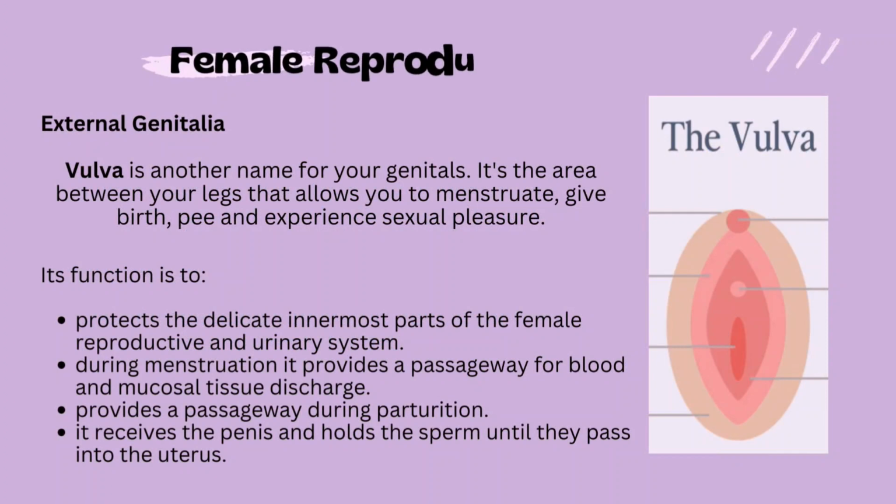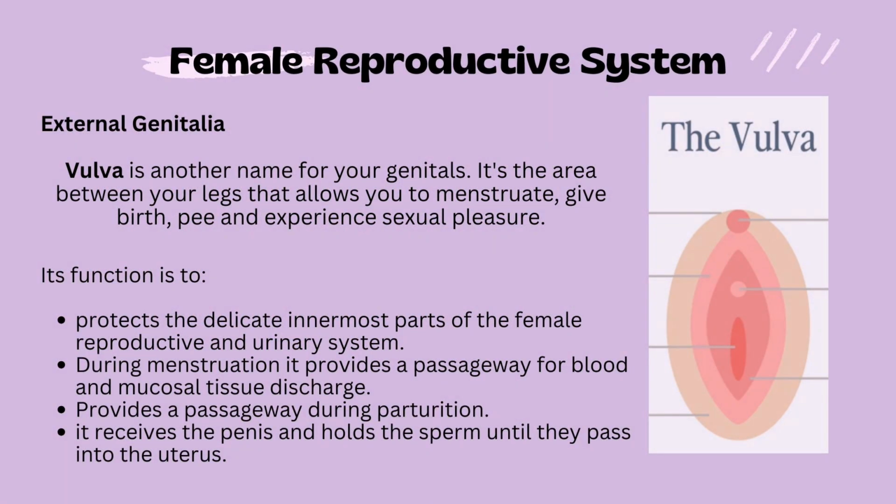The vulva is the external genitalia of the female reproductive system. It is another name for the genitals. It's the area between your legs that allows you to menstruate, give birth, pee, and experience sexual pleasure. The function of the vulva is to protect the delicate innermost parts of the female reproductive and urinary system. During menstruation, it provides a passageway for blood and mucosal tissue discharge.